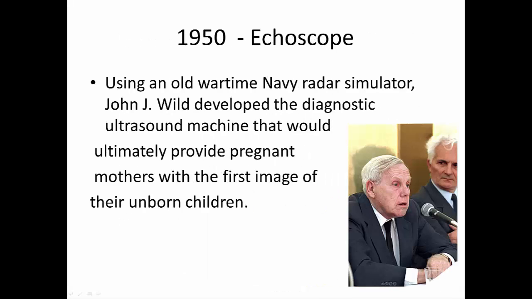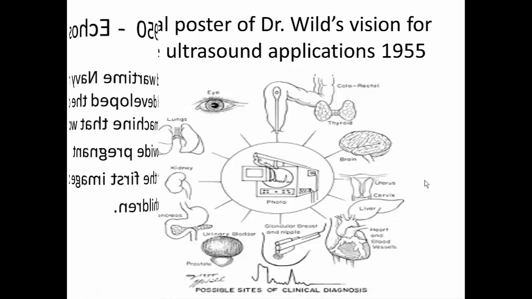The first device that was actually used in terms of medical technology was an Echoscope in 1950. John J. Wild managed to develop this using an old Navy radar simulator. And he created the first machine that would, for instance, allow pregnant mothers to see the first image of their unborn children. If you have a look at a print of Dr.